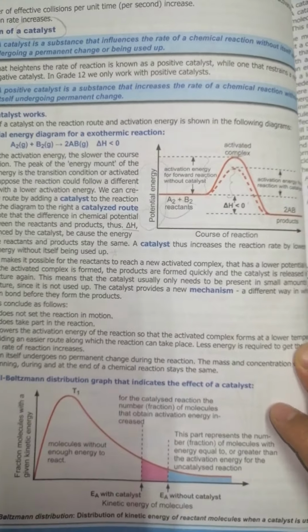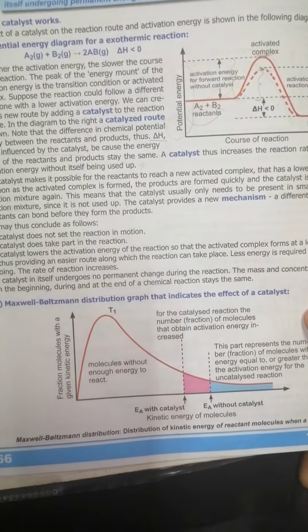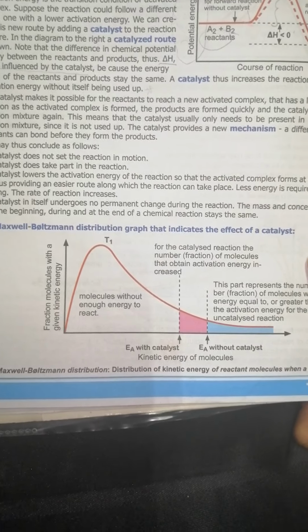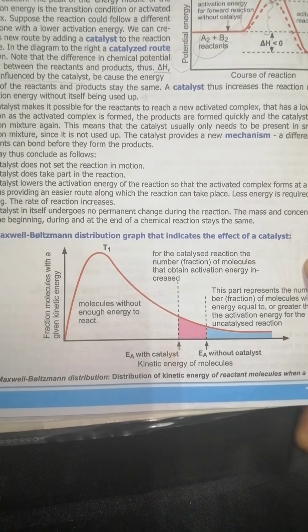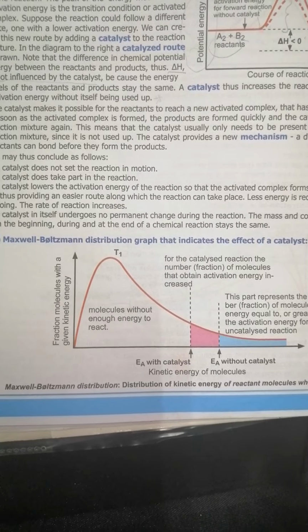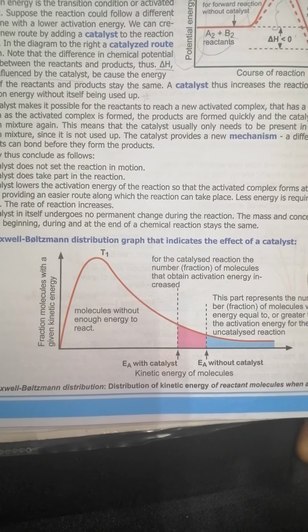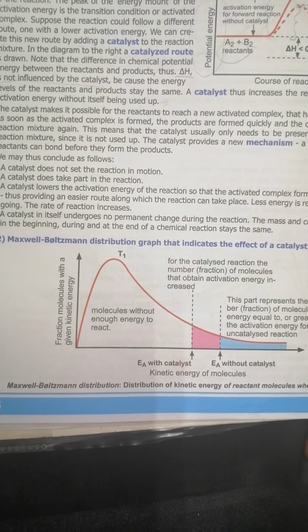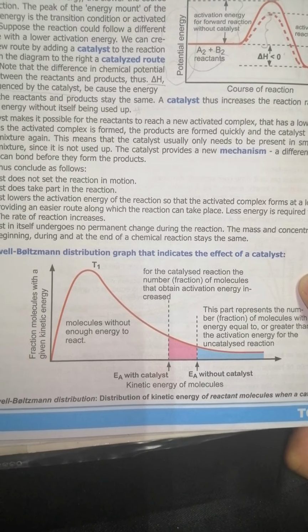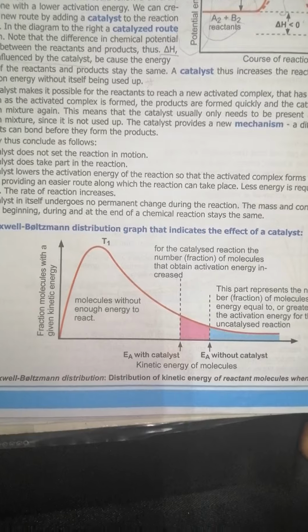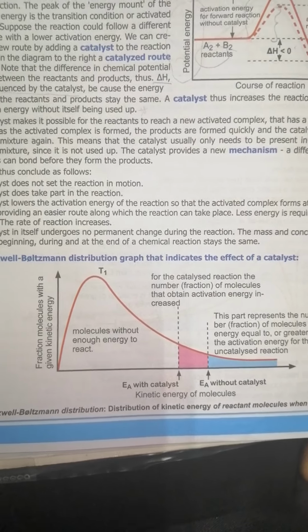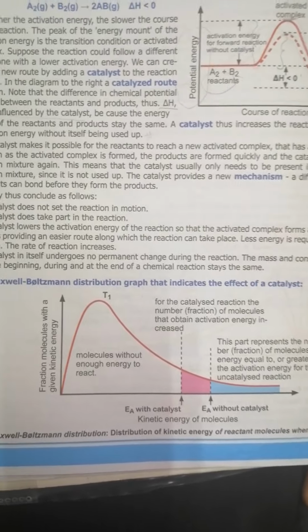Now, let us look at how a catalyst will affect the Maxwell-Boltzmann distribution curve. Here is the curve, with and without the catalyst. The thing to remember is when you're drawing a Maxwell-Boltzmann distribution curve for a reaction that has a catalyst or does not have a catalyst, you don't need to draw an entirely new graph like how we did for temperature and concentration, because the catalyst only does one thing, which is change the activation energy.